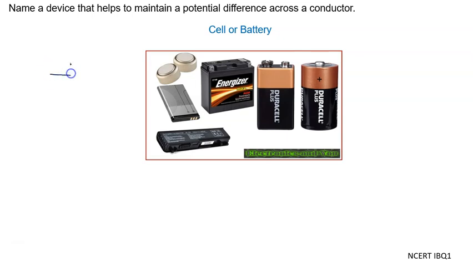This is the symbol of the cell, this is the positive and this is the negative. And the combination of cells is known as the battery. This is positive, negative, positive, negative.